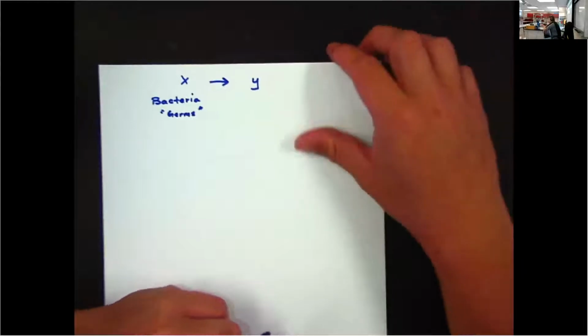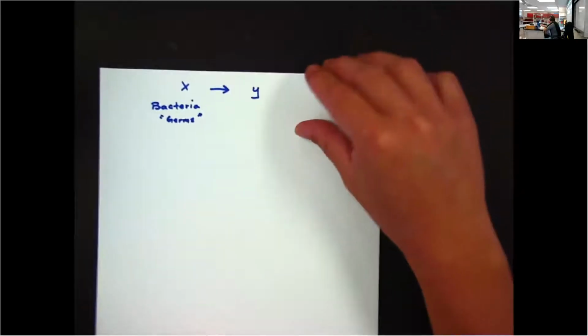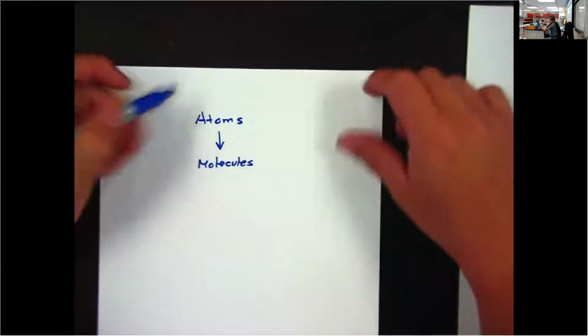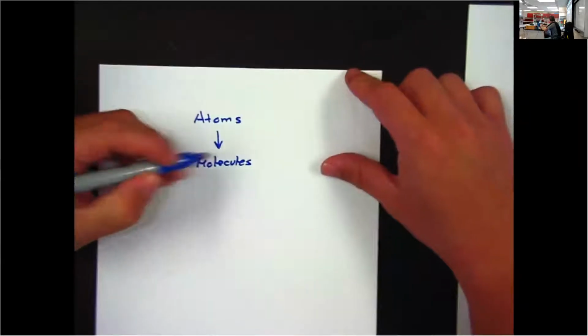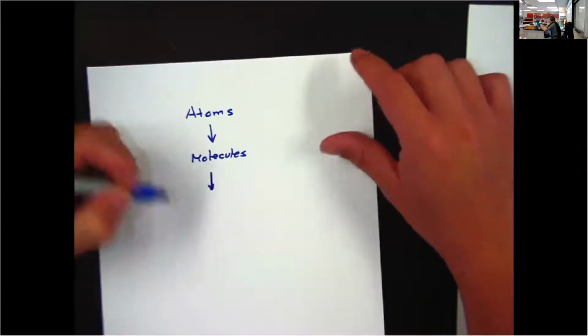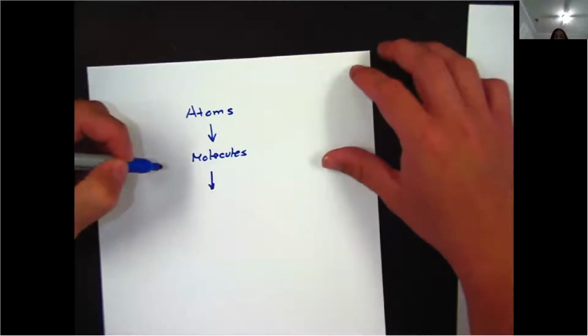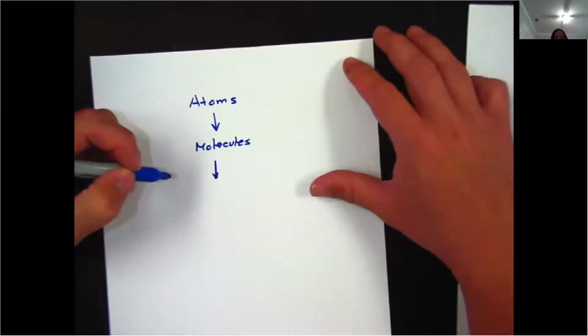Okay, what are bacteria? I'm going to give you a list of things. Let's start with atoms. Atoms form molecules. Molecules form what? What do molecules form? Cells. No, not yet.